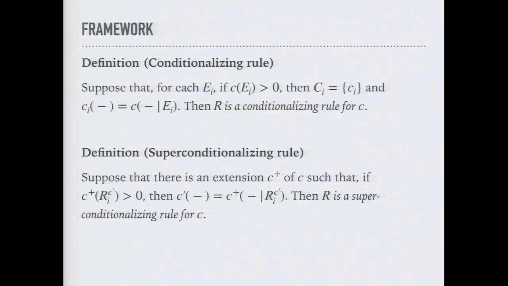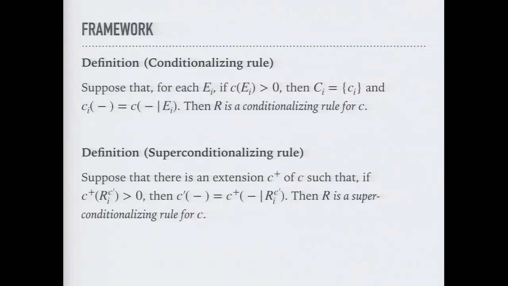Okay. So what's a conditionalization rule for a particular prior? Well, it's just exactly what you'd expect it to be. It's just that for every piece of evidence, as long as you assign a positive probability, then in that case the rule just endorses a single credence function. That single credence function is just the conditionalized credence function. So that's just the standard thing. So R is a conditionalizing rule if it tells you to conditionalize. Big surprise.